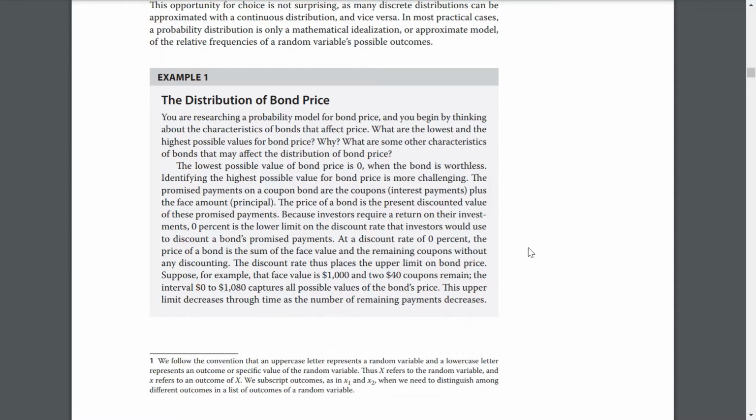The promised payments of a coupon bond are the coupons, or the interest payments, plus the face amount, which is the principal. The price of a bond is the present discounted value of these promised payments because investors require a return on the investment. 0% is the lower limit of the discrete rate that investors would use to discount a bond's promised payout. At a discount rate of 0%, the price of a bond is the sum of the face value, which is 1,000, and two $40 coupons remain. The interval 0 to 1,080 captures all possible values of the bond's price.